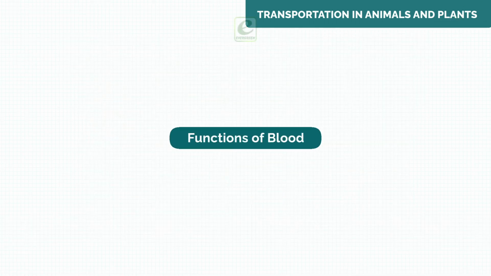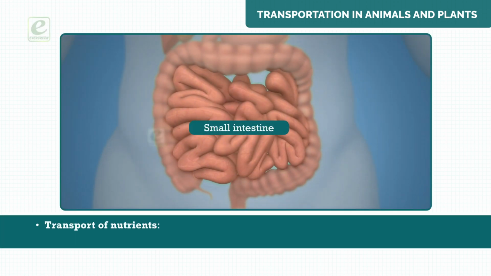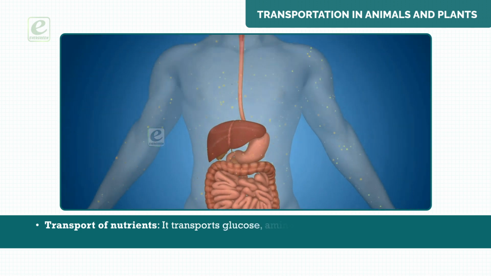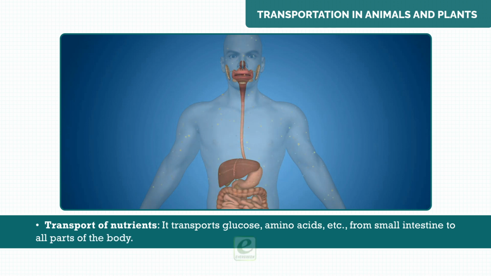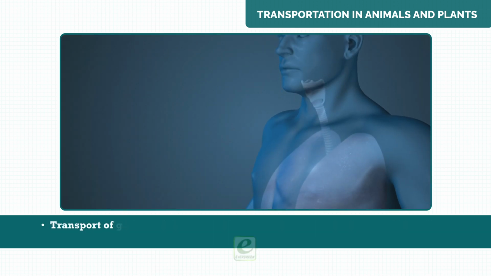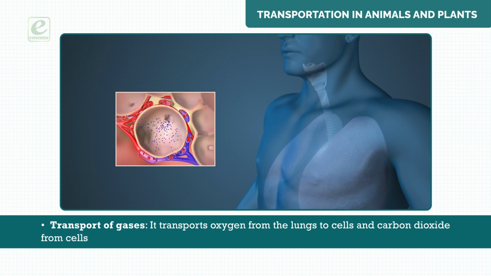Functions of blood. Transport of nutrients. It transports glucose, amino acids, etc. from the small intestine to all parts of the body. Transport of gases. It transports oxygen from the lungs to cells and carbon dioxide from cells to the lungs.